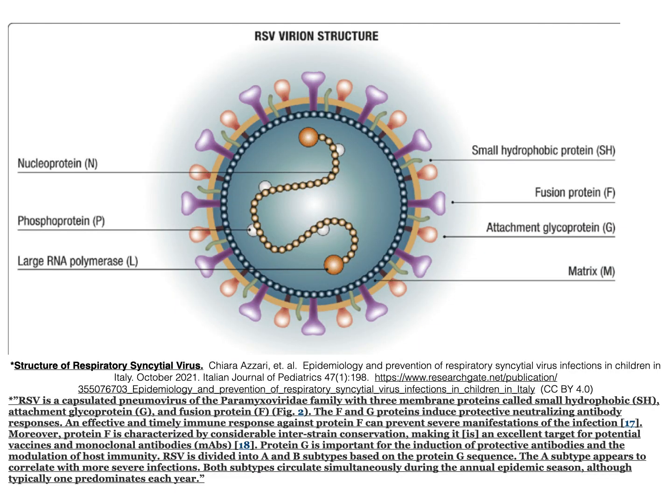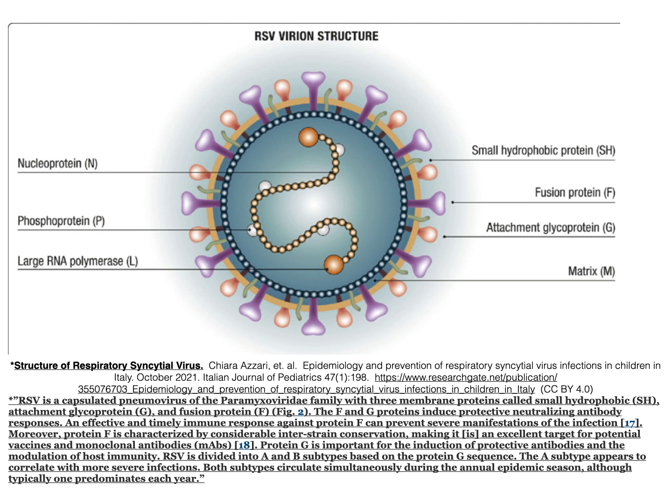Structure of respiratory syncytial virus. Respiratory syncytial virus is an enveloped pneumovirus of the Paramyxoviridae family with three membrane proteins called small hydrophobic SH, attachment glycoprotein G, and fusion protein F. The F and G proteins induce protective, neutralizing antibody responses. An effective and timely immune response against protein F can prevent severe manifestations of the infection.